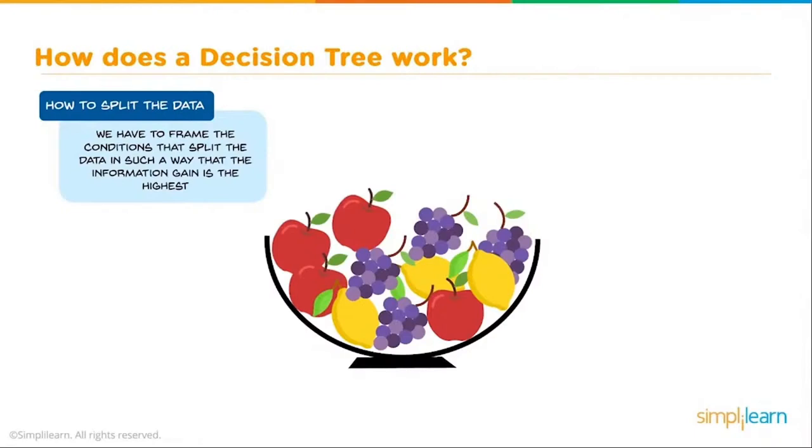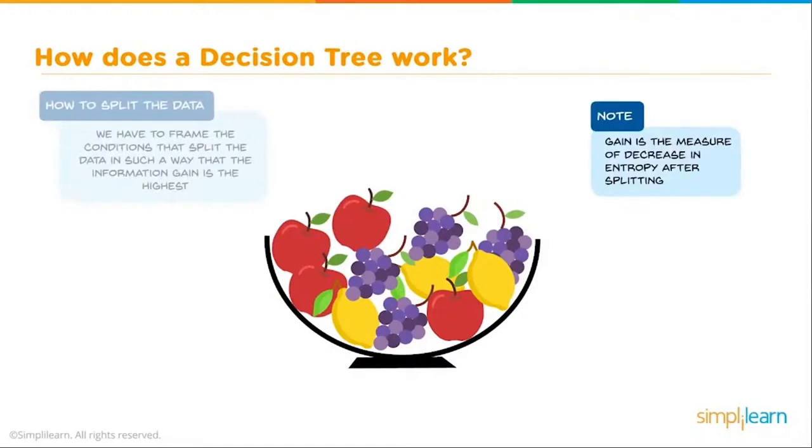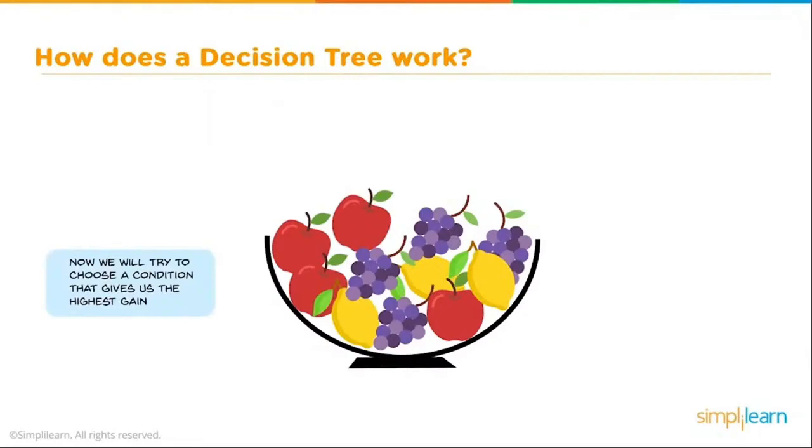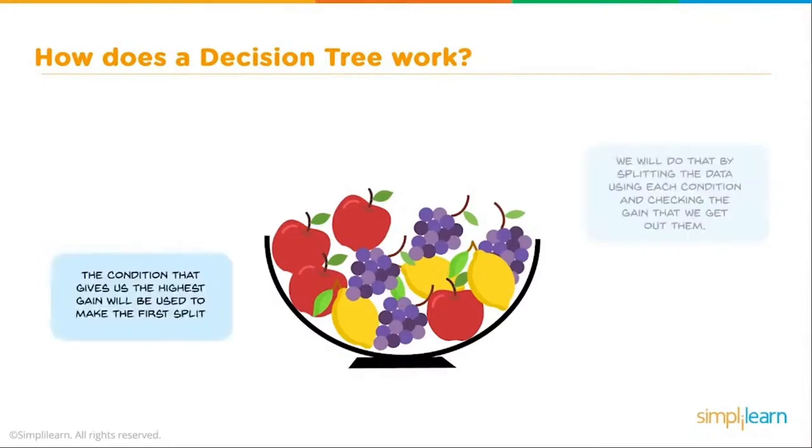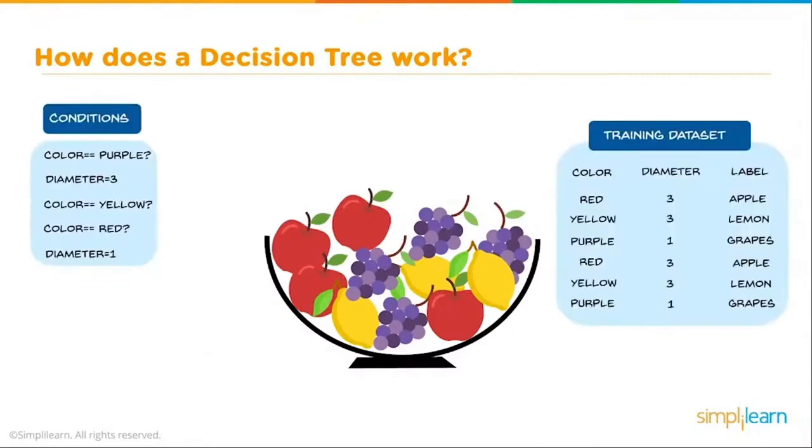We don't want to just start sorting out the smallest piece in there. We want to split it the biggest way we can. And so we measure this decrease in entropy, that's what they call it, entropy, after splitting. And now we'll try to choose a condition that gives us the highest gain. We will do that by splitting the data using each condition and checking the gain that we get out of them. The conditions that give us the highest gain will be used to make the first split. So let's take a look at these different conditions.